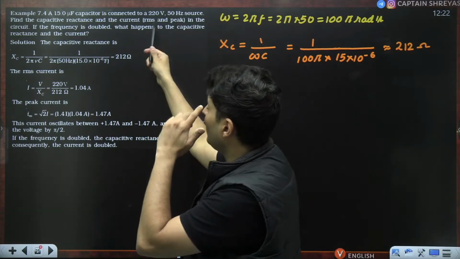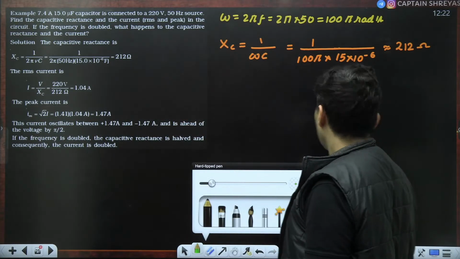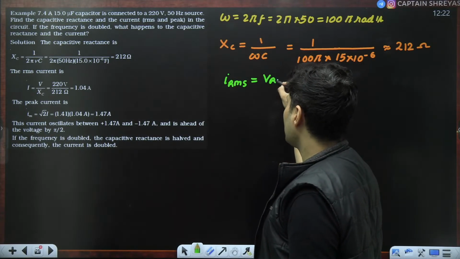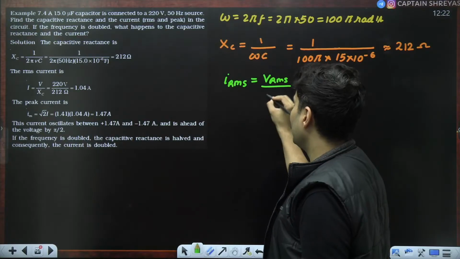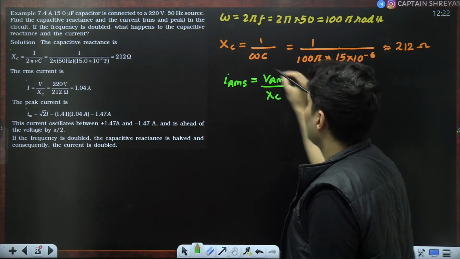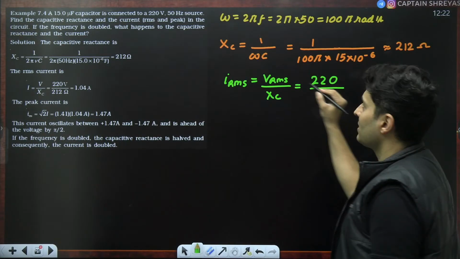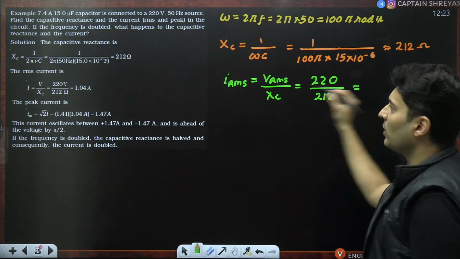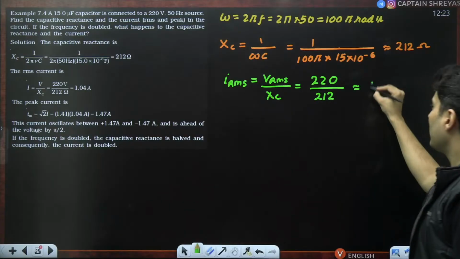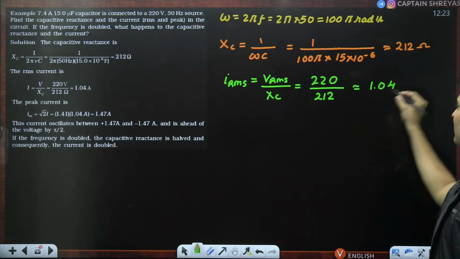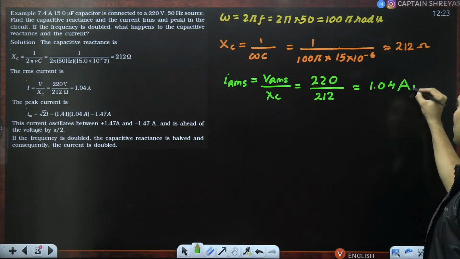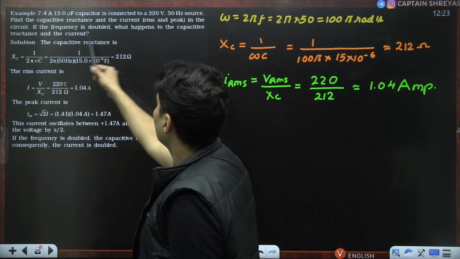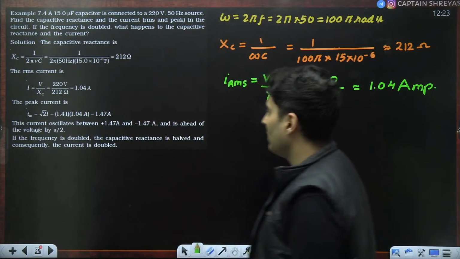Then they have also asked what is the current in the circuit. In order to find the current, you will take the voltage and divide it by the resistance-like quantity, which is the reactance over here. The voltage is 220 V in RMS. Reactance, we just figured out to be 212. This approximately comes out as 1.04 amperes. That is the answer to the first part. Correct?